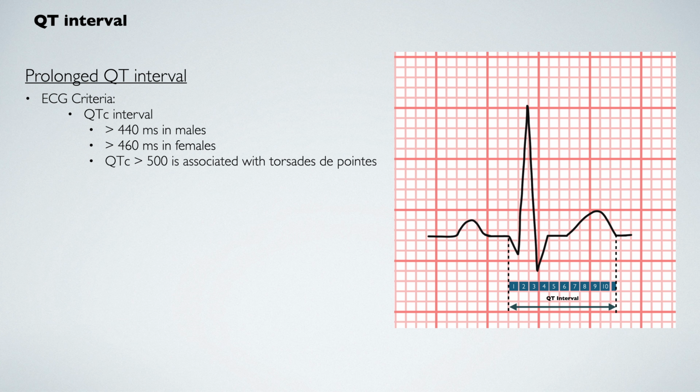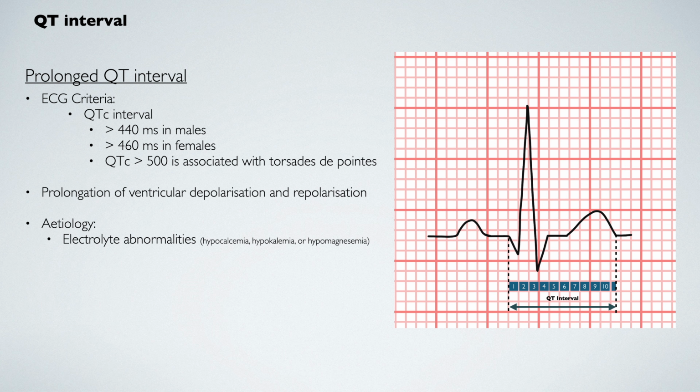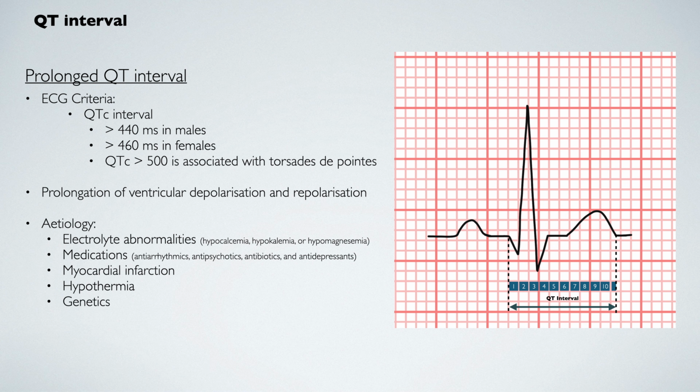Prolongation of the corrected QT interval means that ventricular depolarization and repolarization are prolonged, and the causes for this include electrolyte abnormalities, medications that prolong the QT interval, such as antiarrhythmics, antipsychotics, antibiotics and antidepressants, myocardial infarction, hypothermia, and there are genetic conditions which naturally cause a prolonged QT interval.